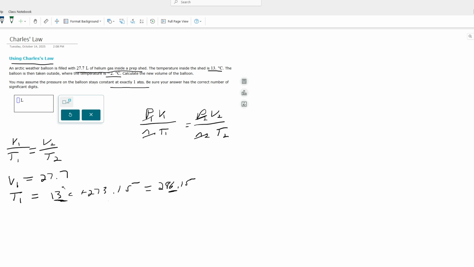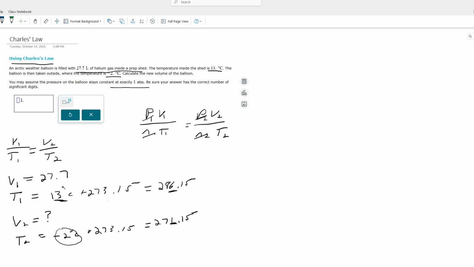So I got V1, T1. I need V2. That's what I'm trying to solve for. And then T2 is going to equal minus 2 degrees C plus 273.15, and that's going to equal 271.15. Again with my sig figs here, you can see that even though this looks like one sig fig, when we do the addition, we get 3 sig figs out of this because our least precise number is in the ones. Okay, let's just go ahead and solve the problem.